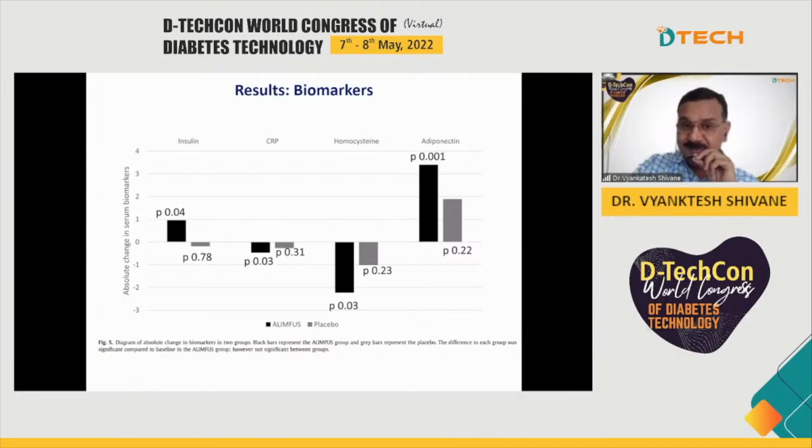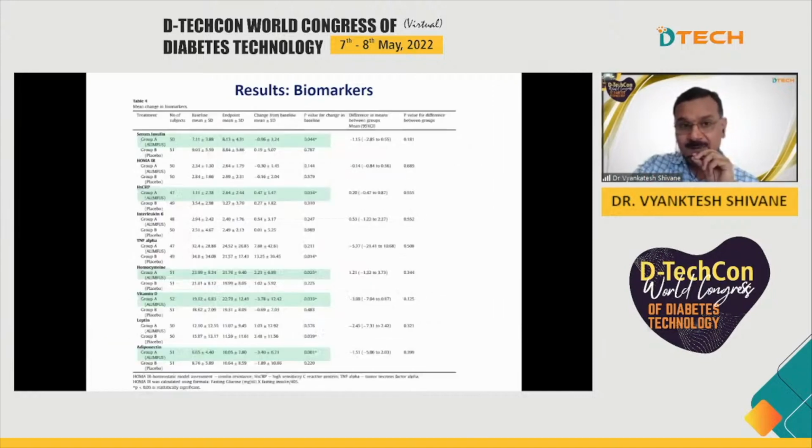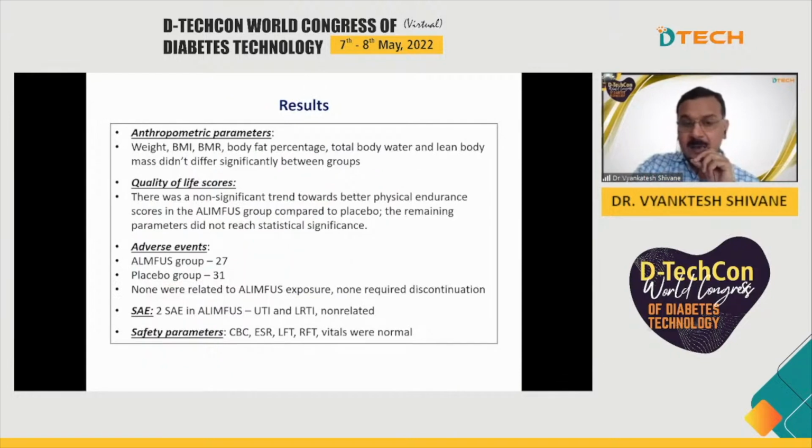The marker of inflammation, CRP, was significantly reduced with ALIMFUS. The homocysteine levels were reduced with ALIMFUS, and the adiponectin levels were elevated with ALIMFUS. For other parameters like leptin, we have not seen any change, but vitamin D, surprisingly, was elevated in the ALIMFUS group. The rest of the anthropometric parameters have not shown any significant changes at the end of the study between the two groups. However, in quality of life, a non-significant trend was noted towards improvement in the physical endurance score with ALIMFUS.